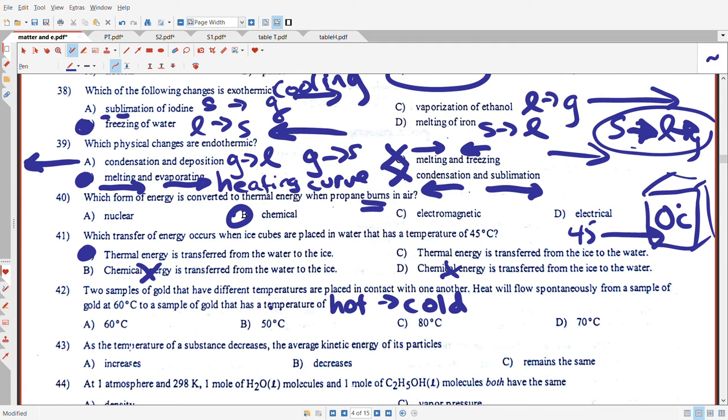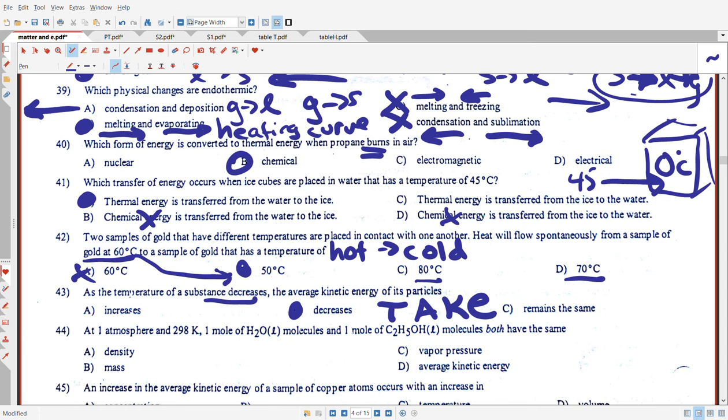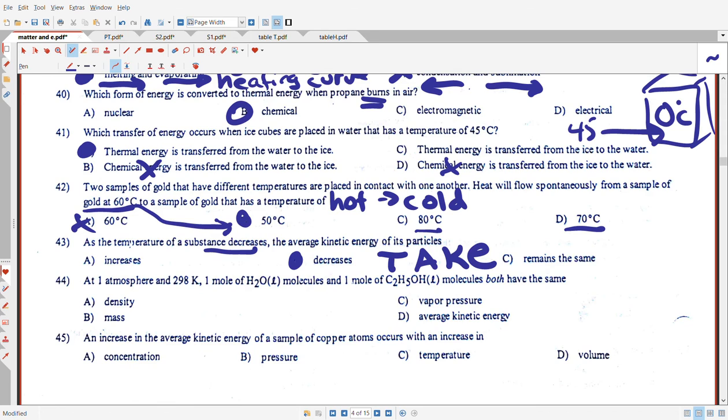Two samples of gold that have different temperatures are placed in contact with one another. Heat will flow from the gold at 60 to the sample of gold that is 50, because you have to go from high to low. Notice 80 is higher than 60, 70 is higher than 60, and these are the same. As the temperature decreases, average kinetic energy decreases because by definition, temperature is the average kinetic energy. So it's like saying if something goes down, then that something goes down. It's just saying the same thing in another way.